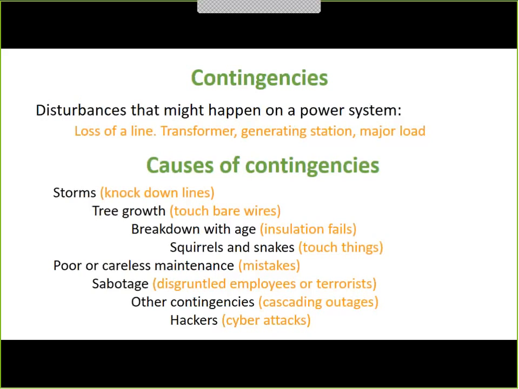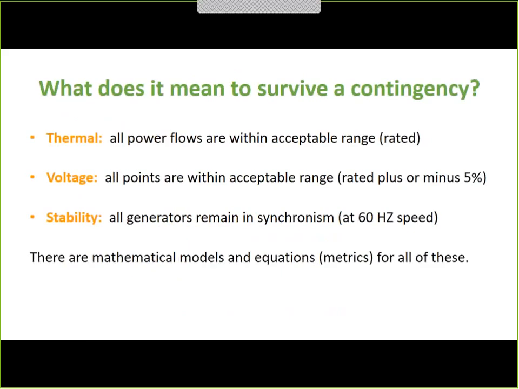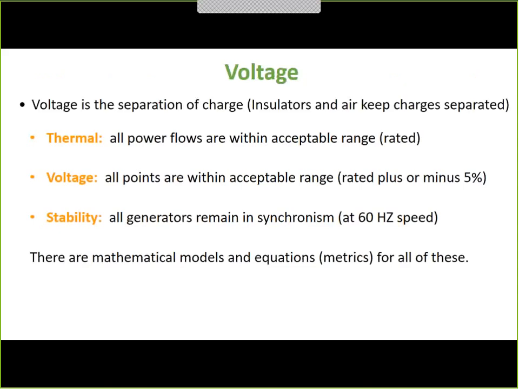There are cascading outages, which are triggered by one of those above, and then they create another one. And finally, I put down the hackers. I put them in the same category as the squirrels and the snakes that could cause a contingency. And what does it mean to survive a contingency? Well, you've got three things that we worry about. Thermal, you have to keep everything within its rating. Kilowatts, amps, the things that are leading to thermal problems. Voltage, you have to have all the voltages good within a range. And finally, it has to be stable. It has to be in synchronism, and what it really means is all the mathematical equations with all the constraints that you can think of are being satisfied. So we have a mathematical model to go with all of these things.